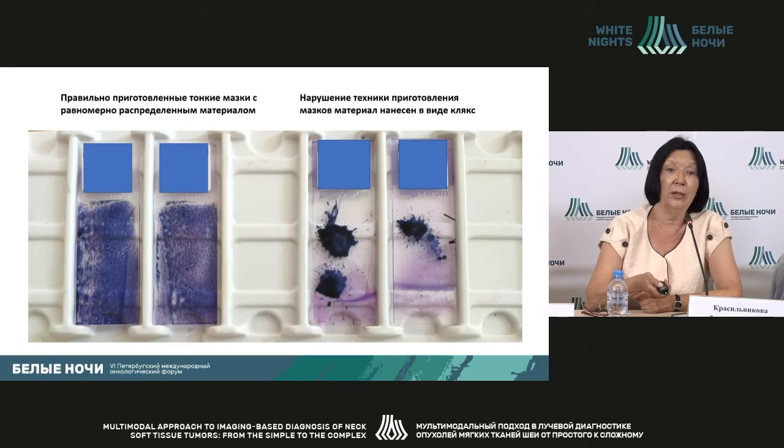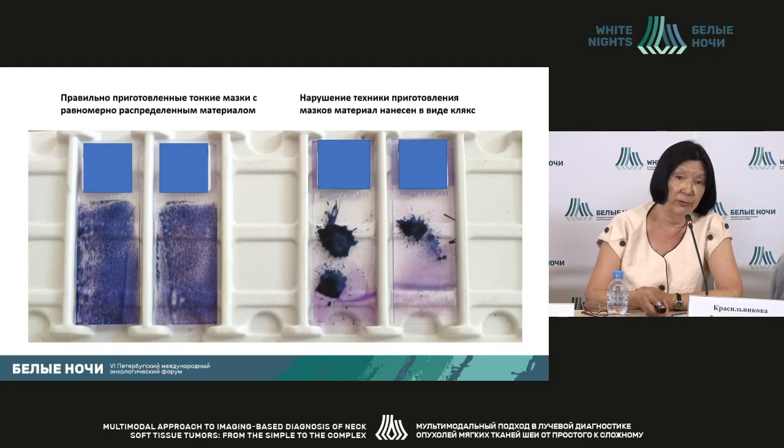Take a look at the samples. They're already fixed and dyed. To the left, there are the correct things done. Cytology material applied is distributed with a thin layer, like in hematology, all over the surface of the glass. To the right, there's erroneous work.